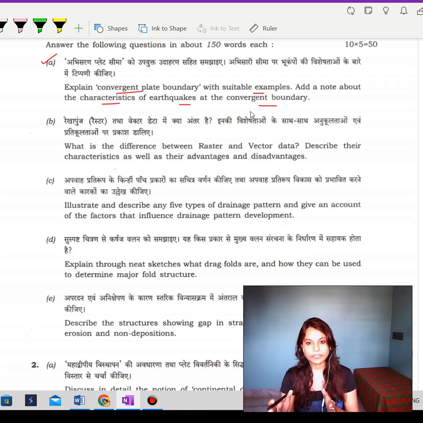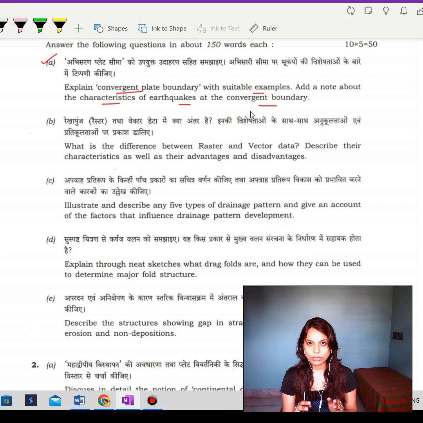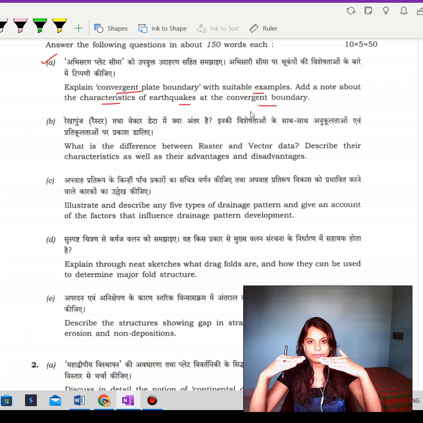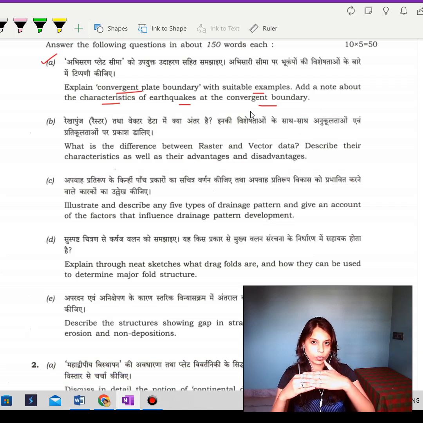Now this convergent plate boundary occurs when two tectonic plates move towards each other. Okay, two plates moving towards each other. This collision can result in subduction, where one plate is forced to go beneath the other. Like if this is how it's taking place, one plate is colliding and it's going beneath the other. So it's going like this, while the other plate is moving upwards.